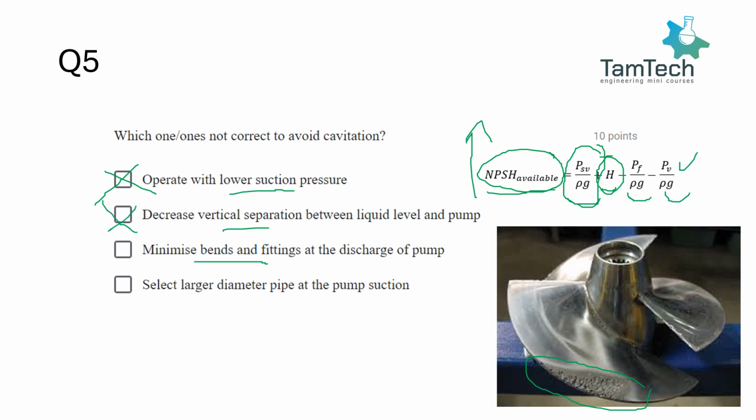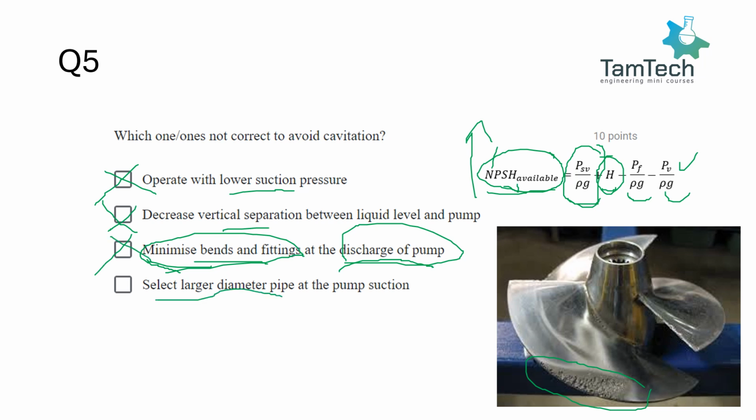Next one, minimize bends and fittings. As we know, bends and fittings are very important for the pump operation because they bring some frictional losses, PF itself. So minimizing bends and fittings reduces PF, but there is a keyword: discharge of the pump. The NPSH acronym stands for net positive suction head, the suction head. Therefore, in order to not be in the cavitation region, we need higher NPSH, and we are mainly interested in the suction of the pump, not the discharge of the pump. Therefore, it's also not correct to avoid cavitation. We are also choosing this.